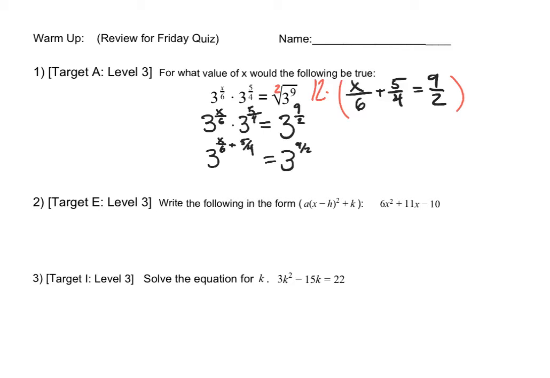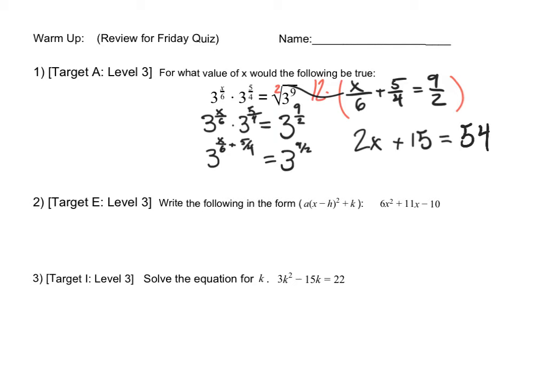So now if I multiply the whole equation by 12, 12 divided by 6 is 2, so I'm just going to get 2x. Oh, little mistake there. Don't know how to fix it. We'll just leave it. It's fine. 12 divided by 4 is 3. 3 times 5 is 15. And then you have 12 divided by 2 is 6. 6 times 9 is 54.